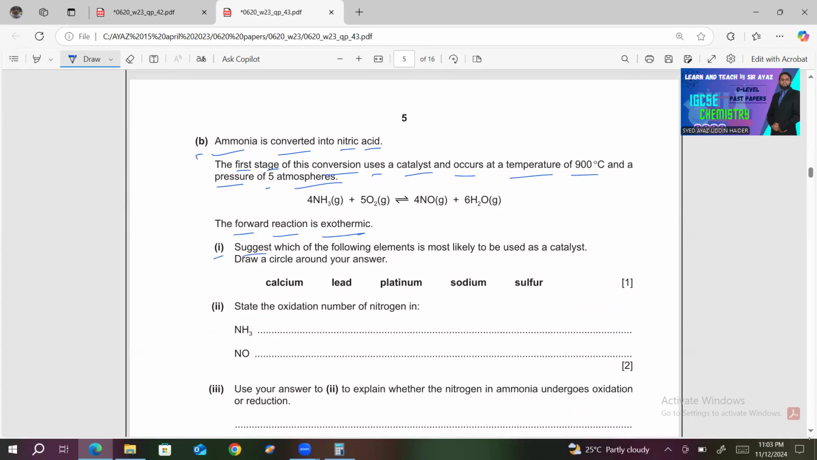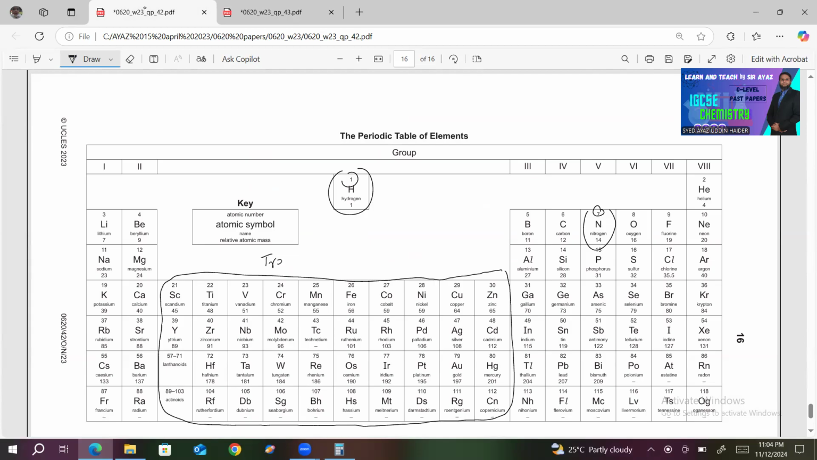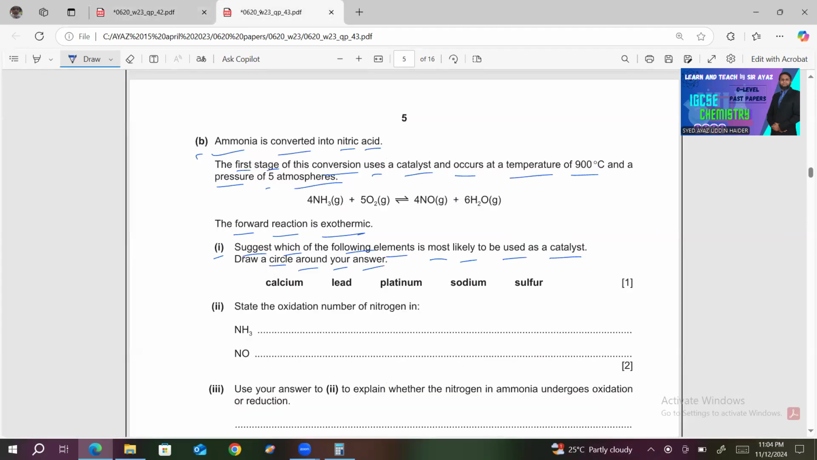Number 1, suggest which of the following elements is most likely to be used as a catalyst. Draw a circle around your answer. So if you look at the periodic table, here we have elements that are also known as transition elements. They are used as catalysts. They have one typical characteristic: they can be used as a catalyst. Transition elements or their compounds can be used as catalysts. So you can't choose the elements from other groups.